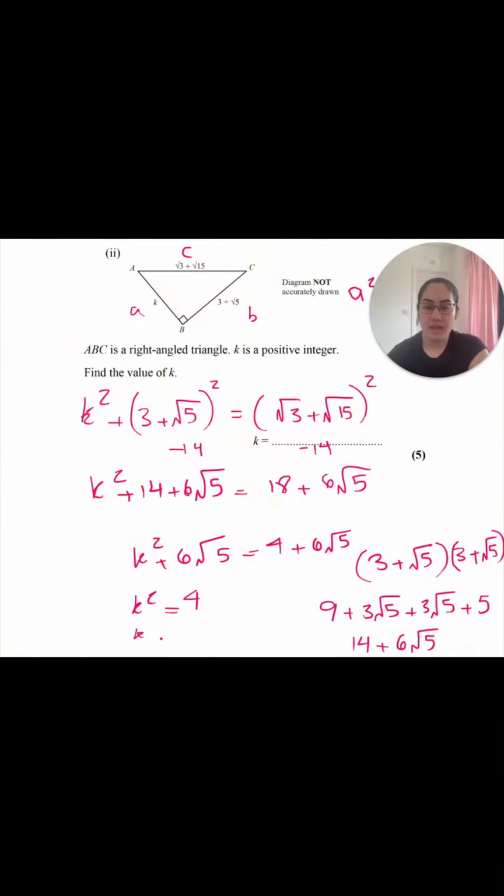We square root that to find a value of k. We square root 4, so k is equal to 2. And that is the value of 2, and it is a positive integer.